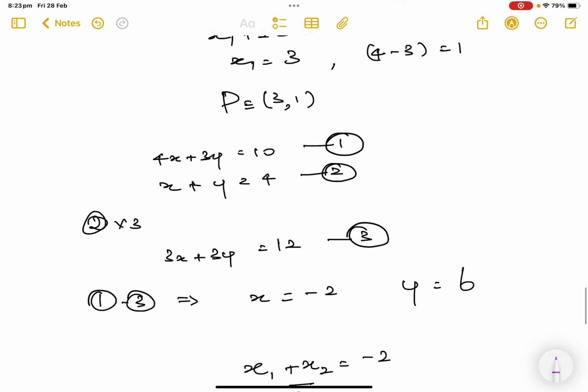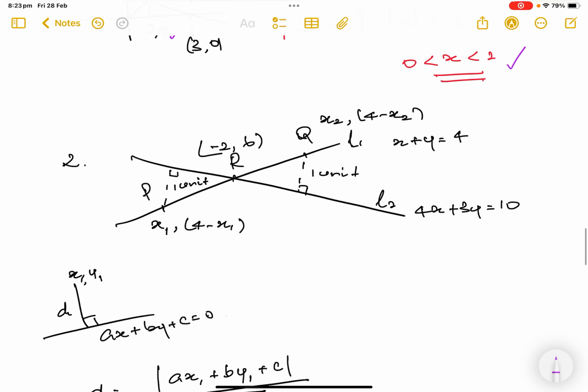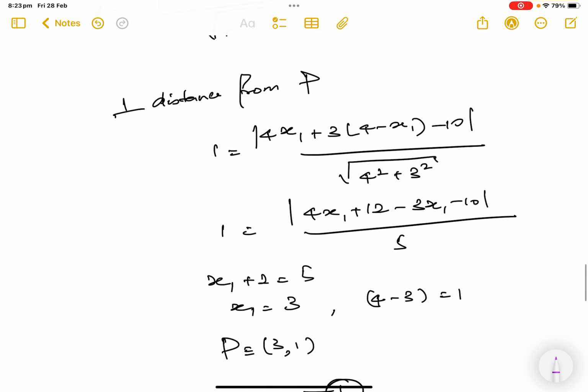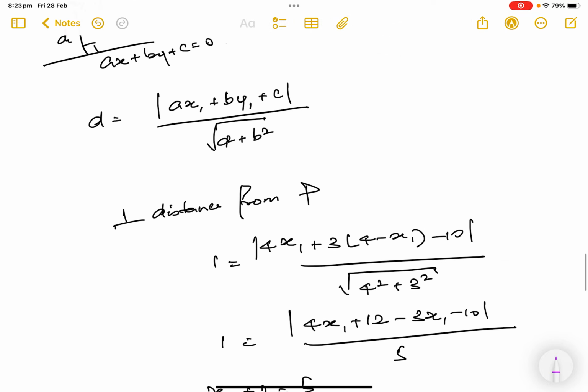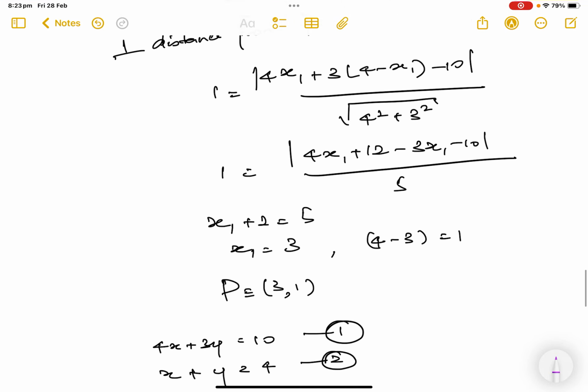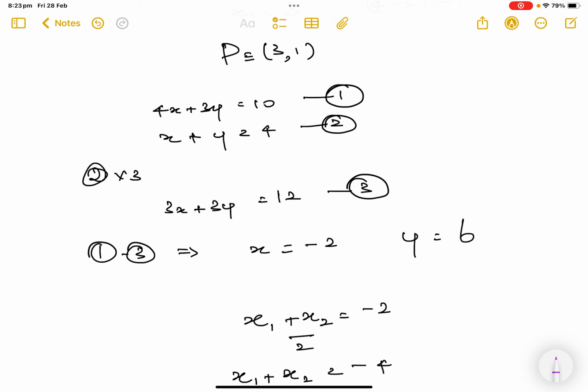Then, because L1 and L2 cross at R, we can find the coordinates of R simply. The first equation is 4x plus 3y equal 10, which is L2. The other one is x plus y equal 4, equation 2. If I multiply equation 2 by 3, 3x plus 3y equal 12, equation 3. Then equation 1 minus 3: 4x minus 3x equals x, and 3y cancels out. 10 minus 12 is minus 2.